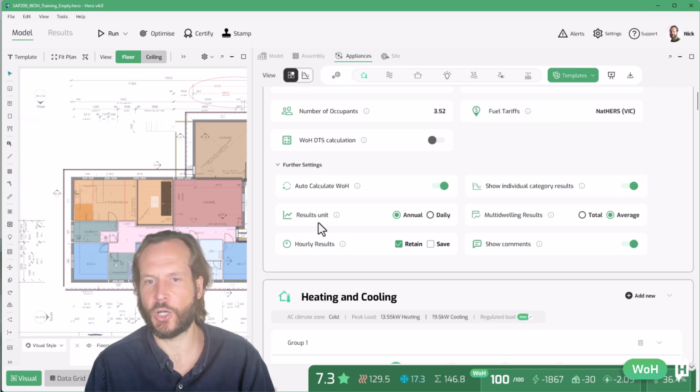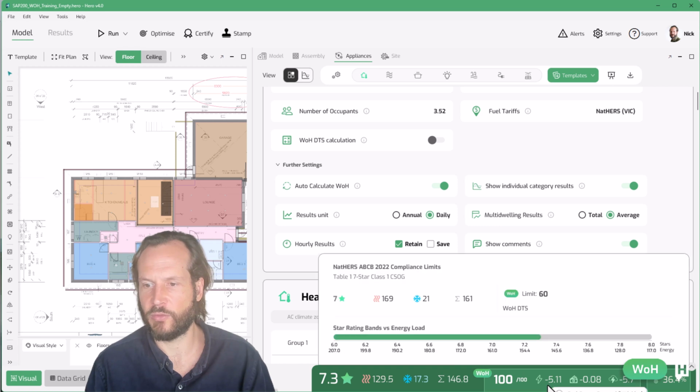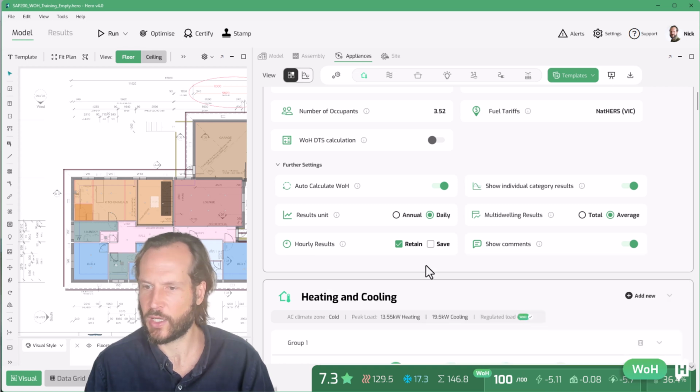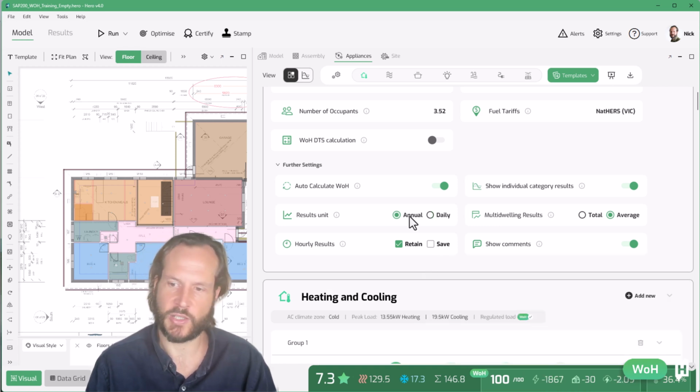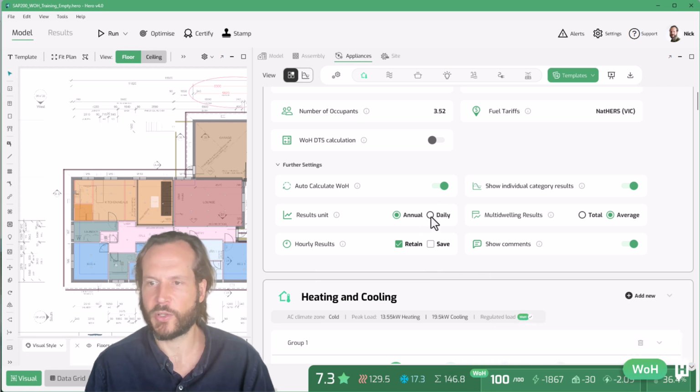You can turn on the results of Whole of Home from an annual or daily perspective. I actually like using daily because I feel like a lot of people would understand a daily energy value of 5.1 kilowatt hours a day rather than an overall energy value of 1800 kilowatt hours a year.